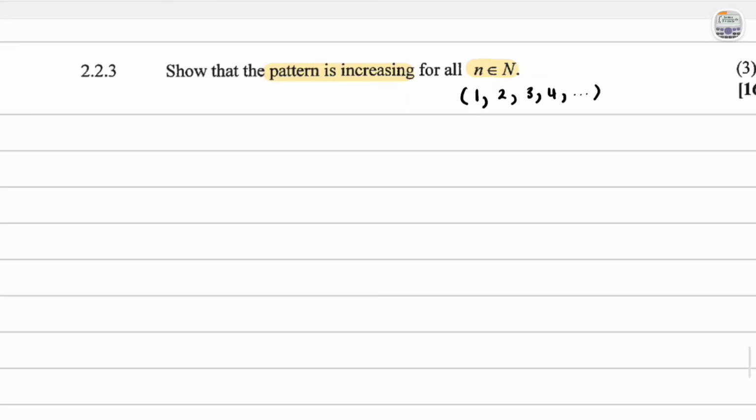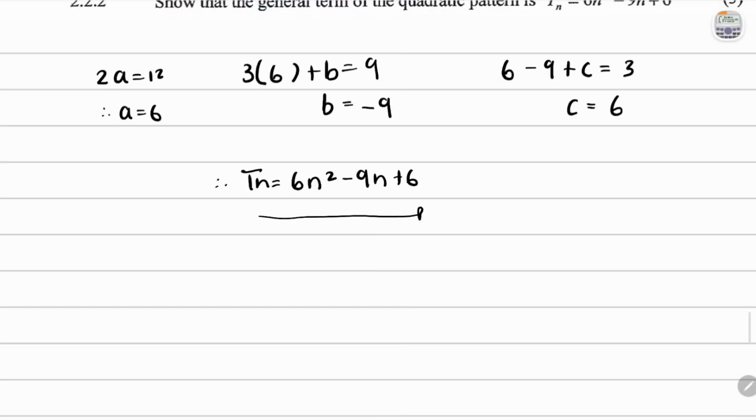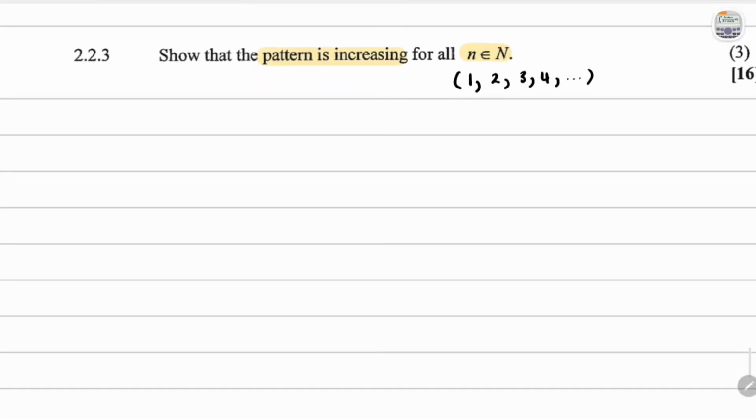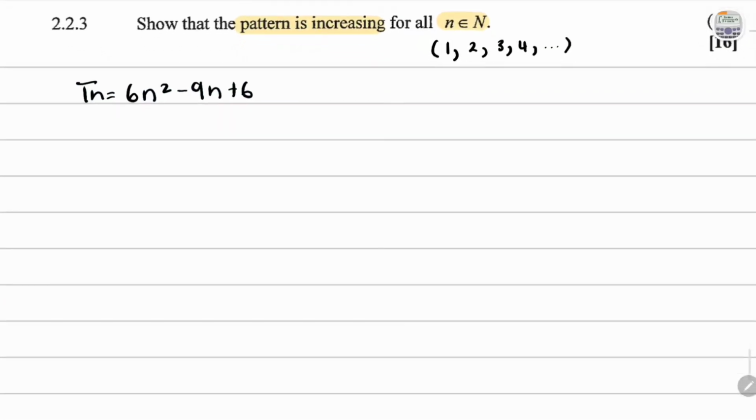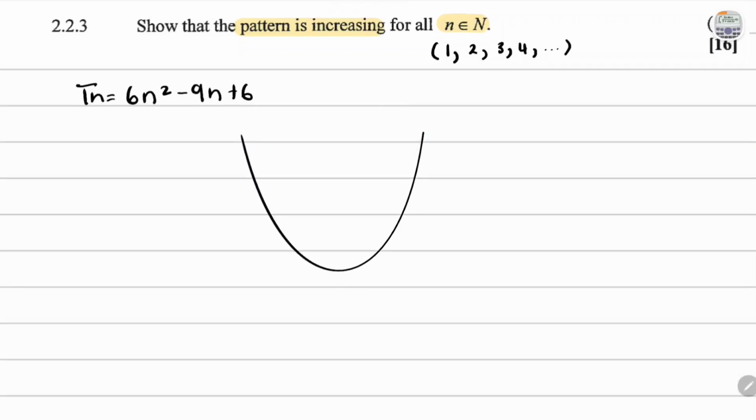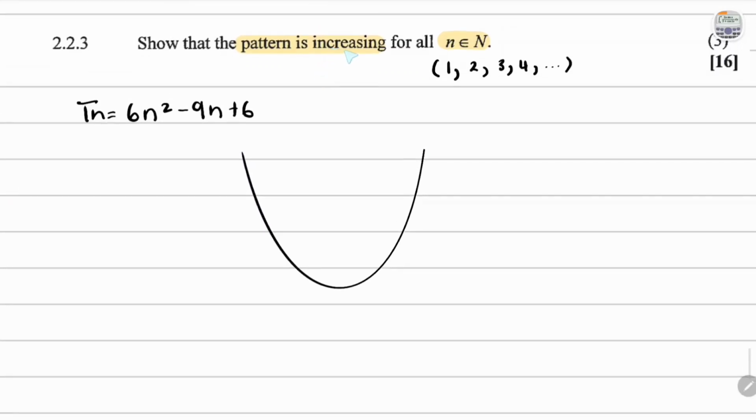For us to show that the pattern is increasing, notice that this pattern, with this formula, is going to form a parabola because it's quadratic. It has 2 as the highest exponent of the variable there. So it's going to form a parabola, and it's a concave up parabola because 6 is greater than 0. So it looks like this. And what they're asking us to do is to prove that it's going to be increasing for where n is an element of natural numbers.